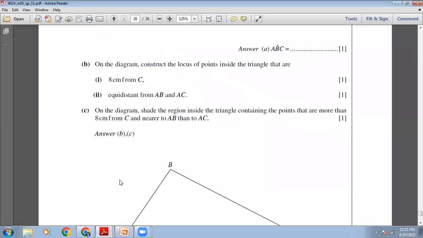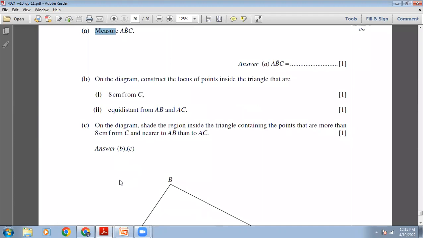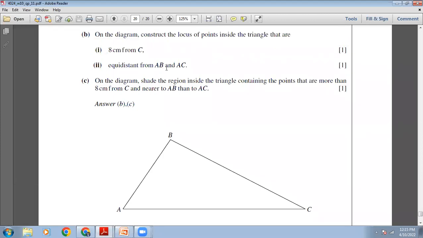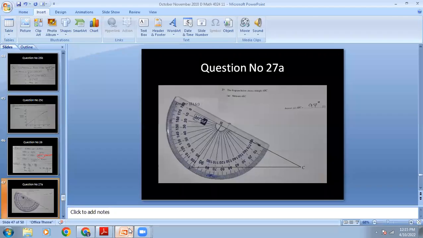Then he says on the diagram, construct the locus of the points inside the triangle that are 8 centimeters from C. So you have to draw a circle of 8 centimeters around the C, and equidistant from AB and the AC, equidistant from 2 lines. The common point is A. So you will have to draw angle bisector of the BAC angle. Let me show you how this is done.